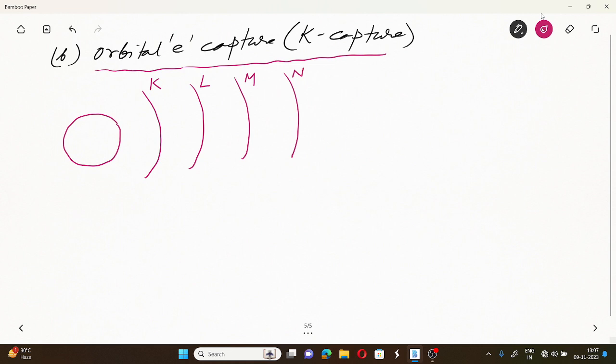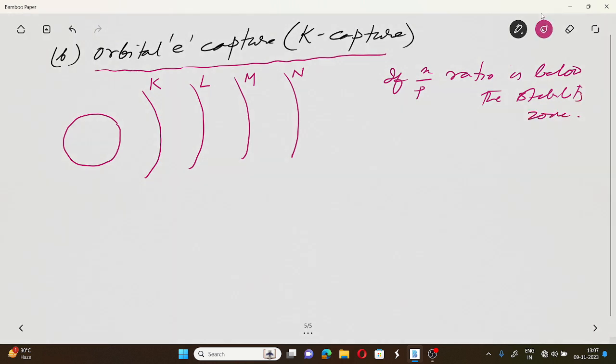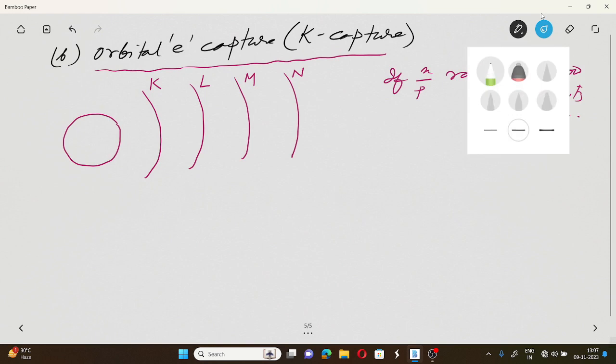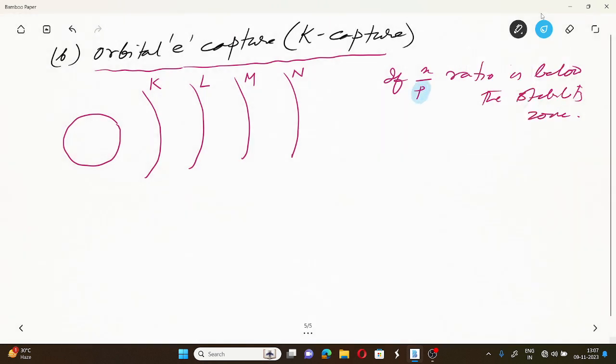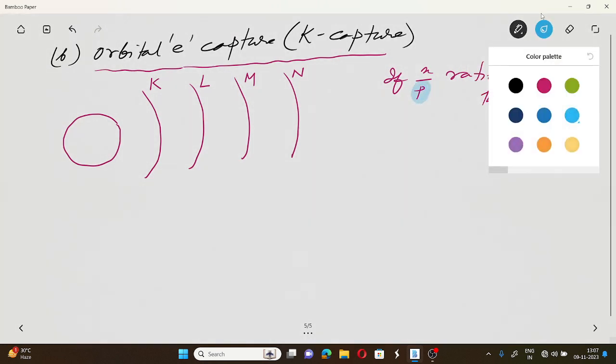আসলে radioactivity is more of physics rather than chemistry. So what happens if N by P ratio is below the stability zone, as we have mentioned, the relative number of protons is higher, right?